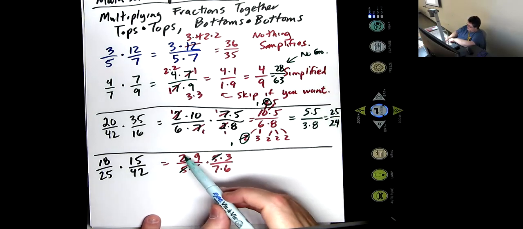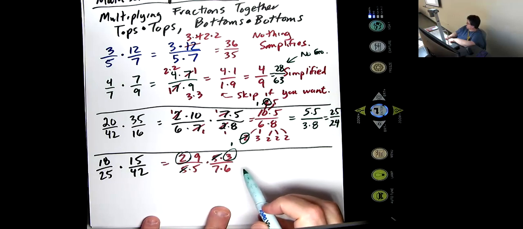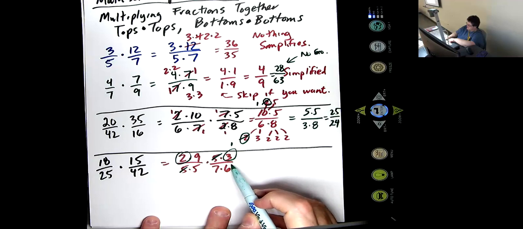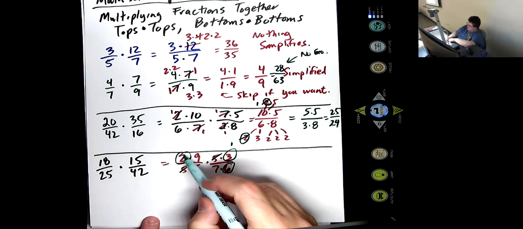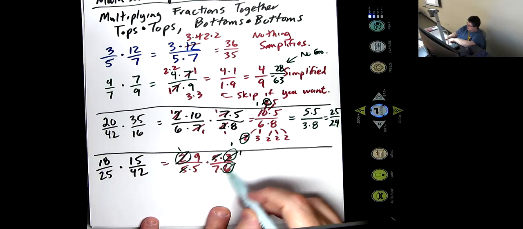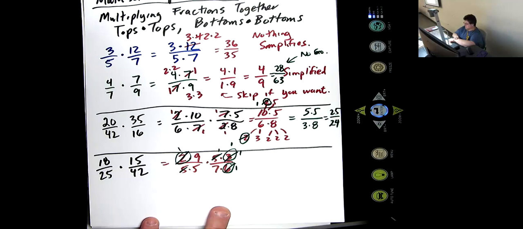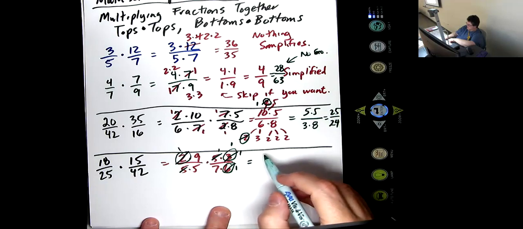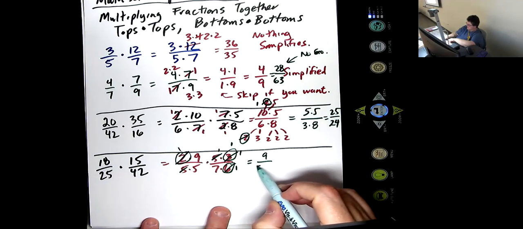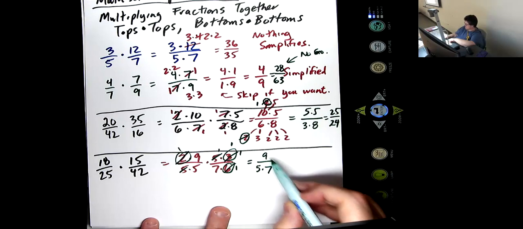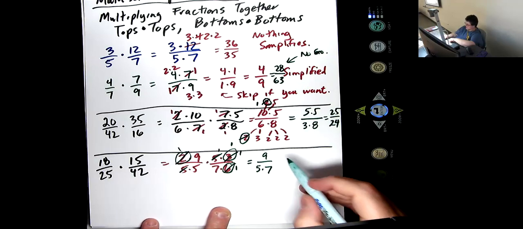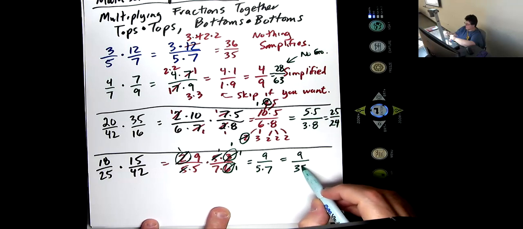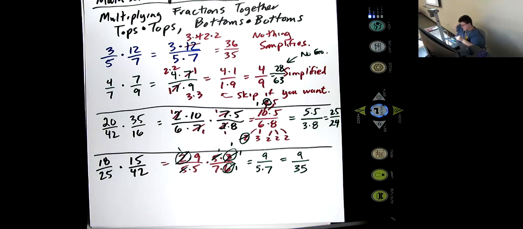I notice I got a 2 and a 3 here. Check this out. 2 times 3 is 6. Like if I broke down the 6, I'd have a 2 and a 3. Rather than doing that, I'm just going to be clever about it. I'm going to cancel that out. And now I'm down to 9 over 5 times 7. And 9 is 3 times 3. And there's no 3s on bottom. So it looks like we got a done deal, 9 over 35. That's as simple as you go.